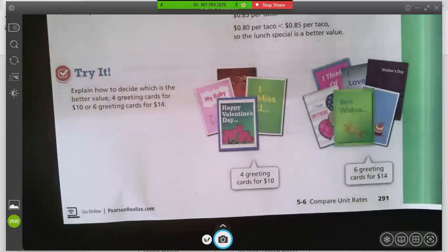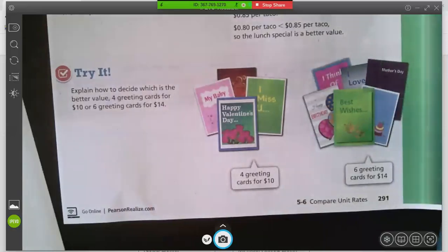So explain how to decide which is the better value. 4 greeting cards for $10 or 6 greeting cards for $14. Okay? So this is what we're going to do. What do I need to do first? I want you to write it down. And this is page 291 in your math book. So if you'll turn to page 291 in your math book, right? And I want you to write it down here at the bottom and tell me, okay, what ratio am I going to use here? Did you say 281 or 291? 291.